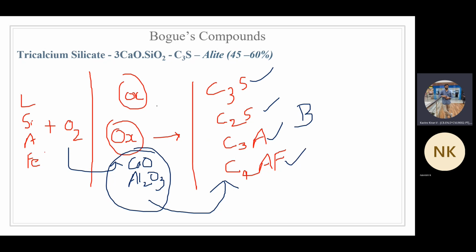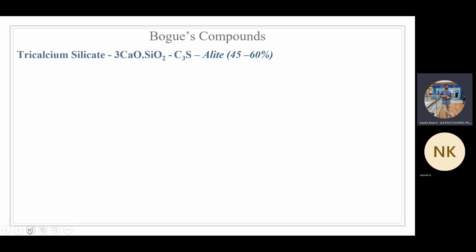C3S is called tricalcium silicate. C2S is called dicalcium silicate. C3A is called tricalcium aluminate, and C4AF is called tetracalcium aluminoferrite. We'll talk about each one of these. Let us first focus on understanding tricalcium silicate and its importance.